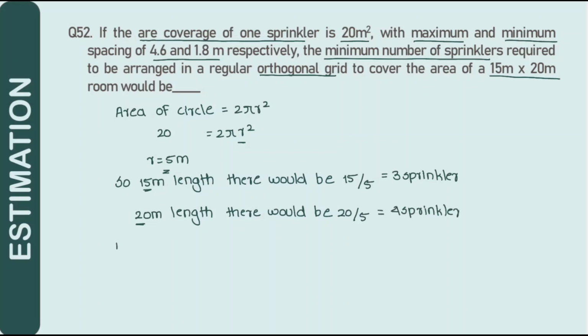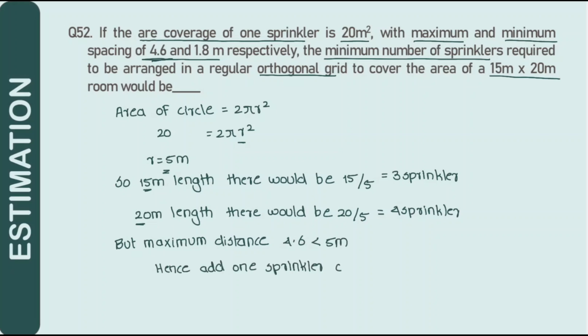But the maximum distance is given to be 4.6 and the distance coming is 5 meter. So hence we add one sprinkler on both side. So the 3 sprinklers will be converted into 4 and the 4 is 5. So 4 into 5 is equal to 20 sprinklers are required.